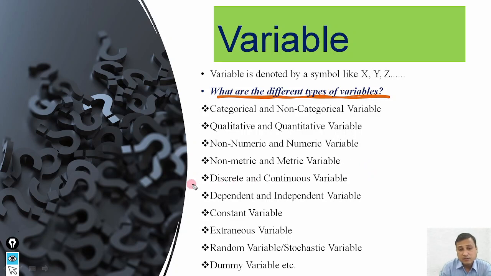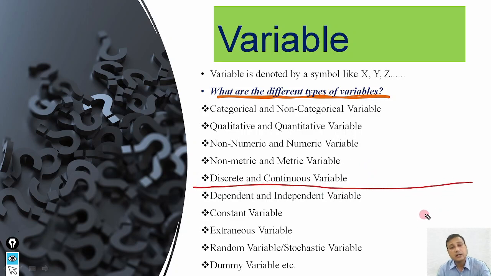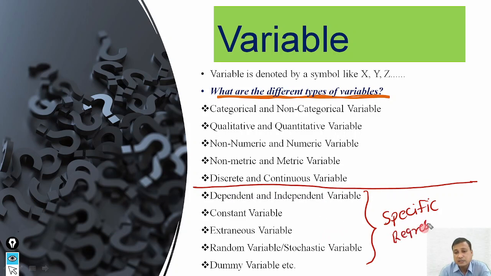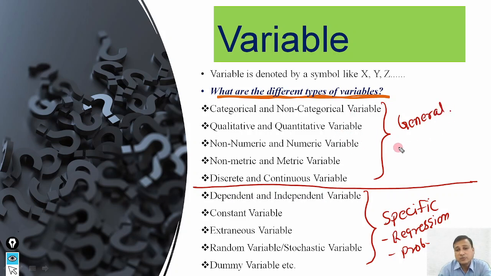If I draw a line here in between this list, then I'll say that the lower part, these different types of variables, are more specific. These are the types of variables that we use in advanced statistics or in regression analysis, which is one of the important parts of statistical analysis or probability. And the upper part, the types of variable mentioned here, are more general in nature, and those we use in the descriptive analysis or even in the hypothesis testing part.